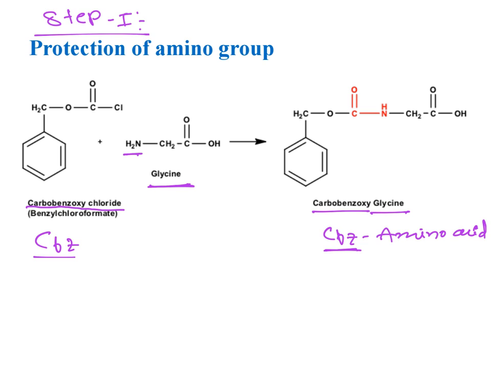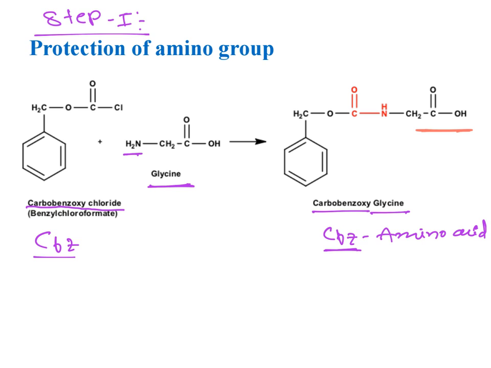Once glycine is protected with CBZ, the free amino group is no longer available for reaction. If you want to do any reaction with CBZ glycine, carbobenzoxy glycine, which part is involved? Only the COOH part is involved in the reaction. That is the concept of protecting the amino group, which is not involved in the reaction. After completion of the reaction we can remove it. That process is called deprotection: protection and deprotection.